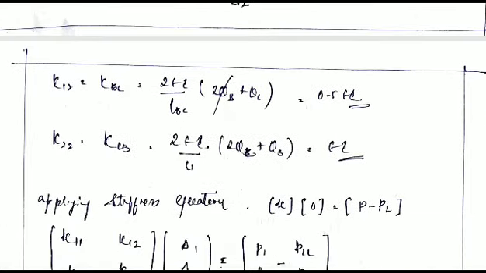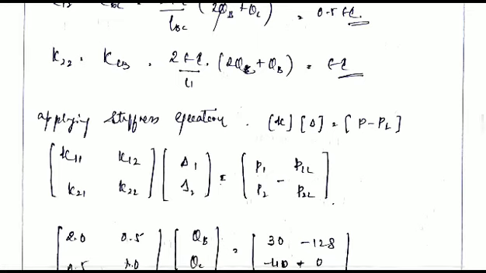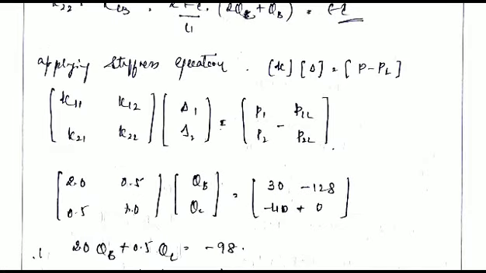Once you know the stiffness values at the displacement joints, that is K11, K12, K21, K22, substitute them in matrix form. Applying the stiffness equation, K into delta is equal to P minus PL: K11, K12, K21, K22 in matrix form, into delta 1, delta 2 is equal to P1 and P2 minus P1L and P2L. Substituting all values, we get K11 equals 2, K12 is 0.5, K21 is 0.5, K22 is 1.